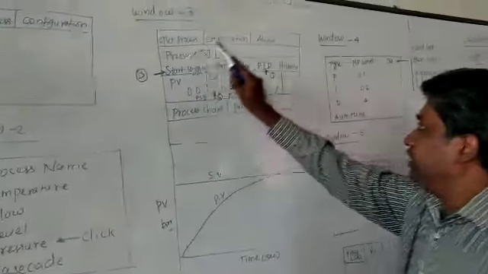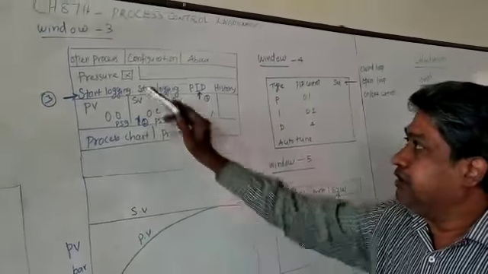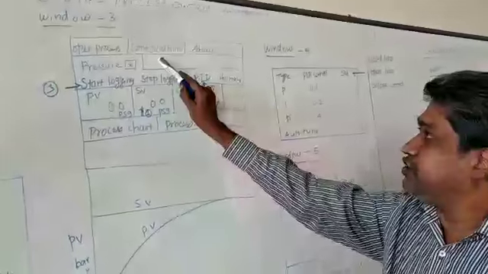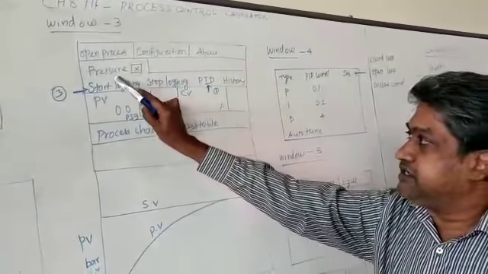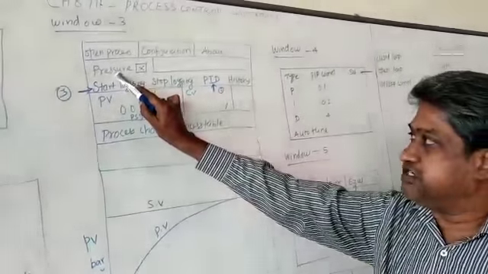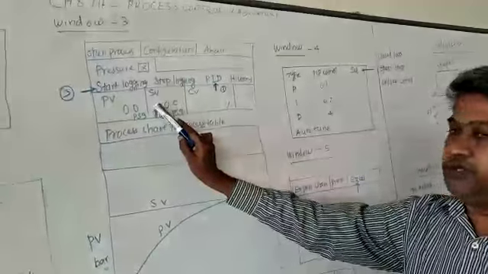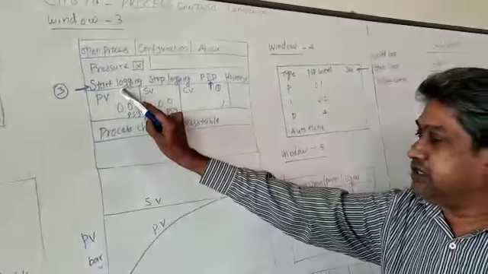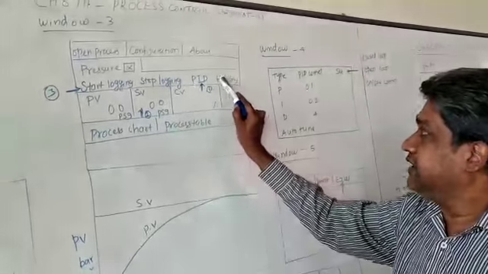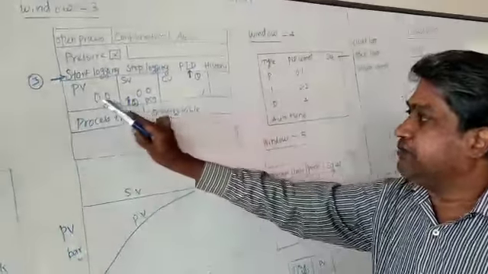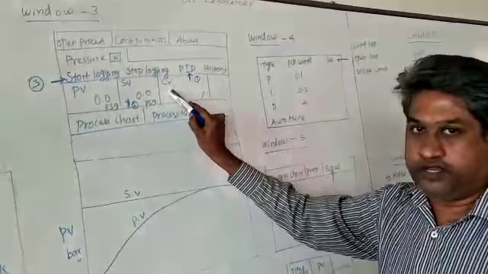The third window is a very important one. This is your actual window, where open process, configuration and about the software are there. Since our process is the pressure process, below that we have different menus, which are very important: start logging, stop logging, PID, history. Below that you have the process variable, set variable, and control variable.